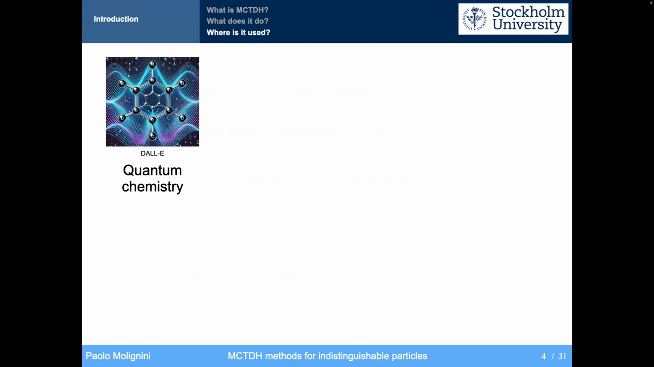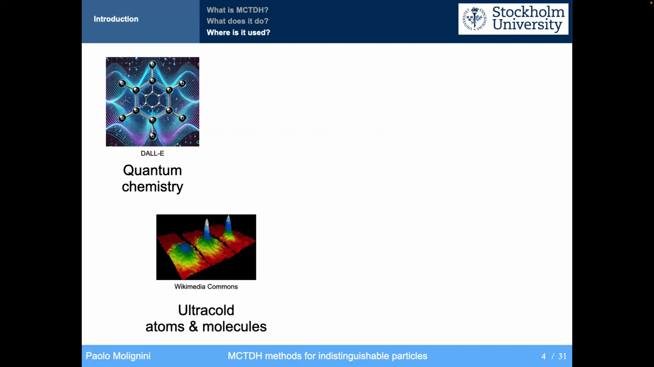So where it is used, here I just give 5 main fields where it's very popular. It originated in quantum chemistry, as we will see. So it's still very much used in that context to model molecular vibrations and so on. It really had a boom then in the 2000s to describe ultracold atomic and molecular systems, in particular bosonic ones. And this is where I kind of came in with my research.